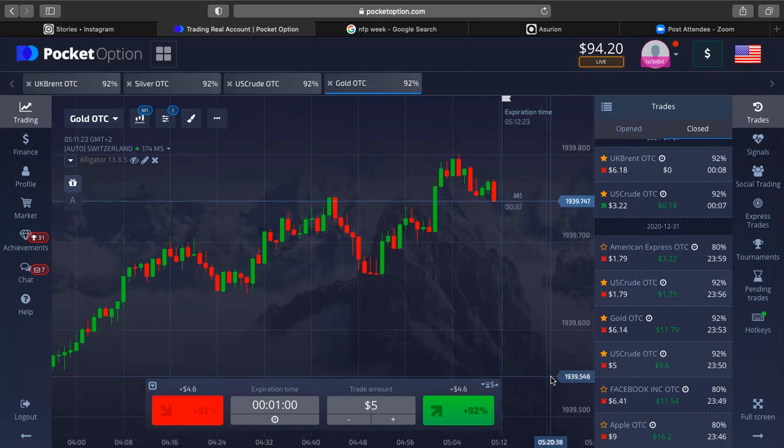Okay, cool. So basically what I was saying was I use Pocket Option. This is my personal preference. Whatever broker you feel is best for you, you can go ahead and use that. But my personal preference is Pocket Option, right?